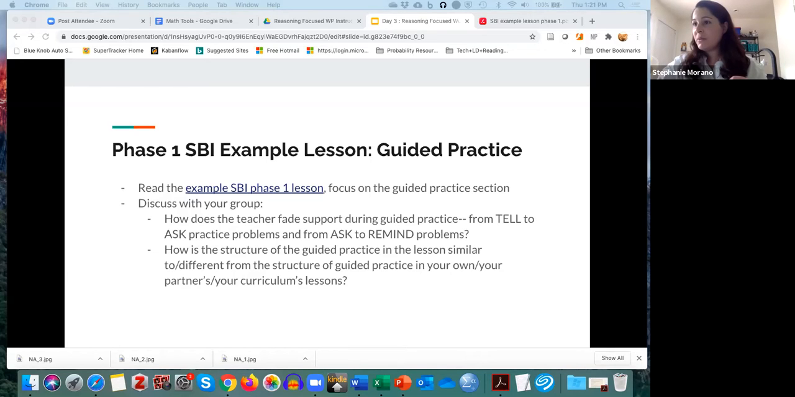So Sandra says it reminds me of I do, we do, you do. Yes, very similar framework. I like the tell, ask, remind acronym, the TAR acronym, because it's really helpful to use that language in your prompts with students. So when you're starting tell prompts, I'm going to tell you how to do these problems as you work along with me.